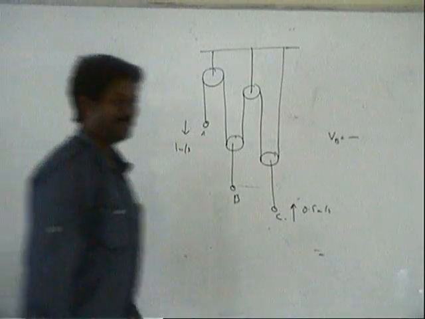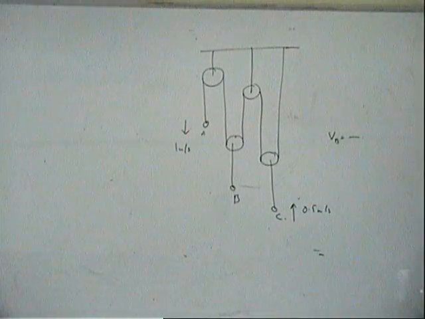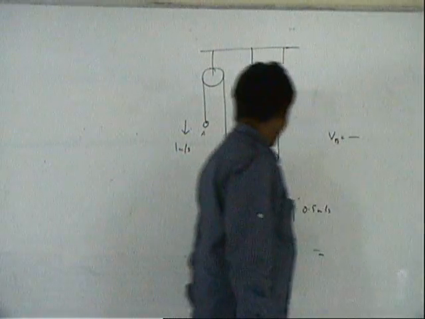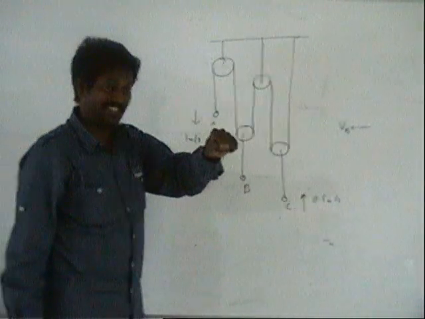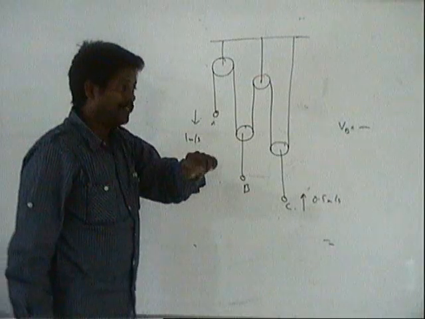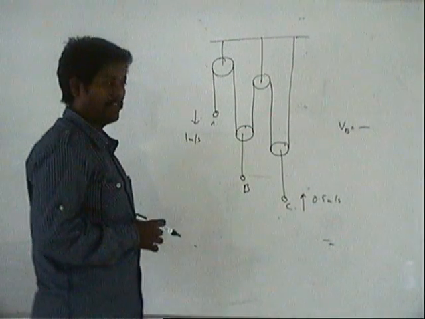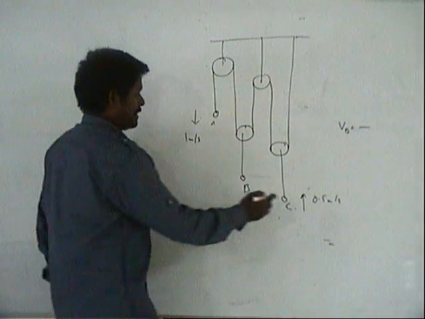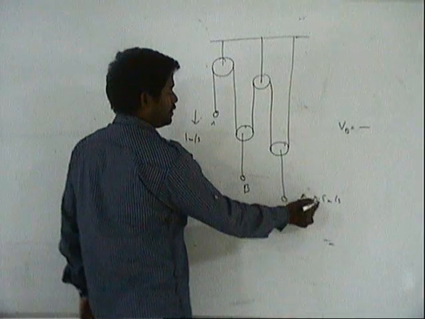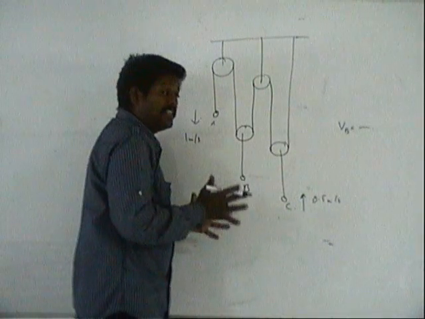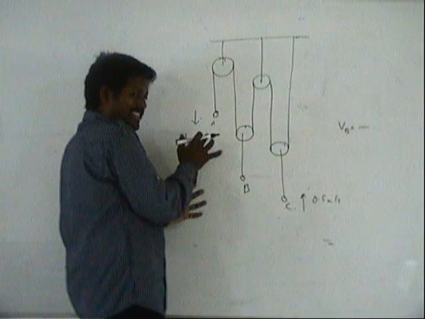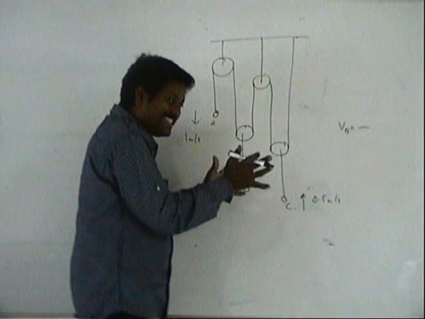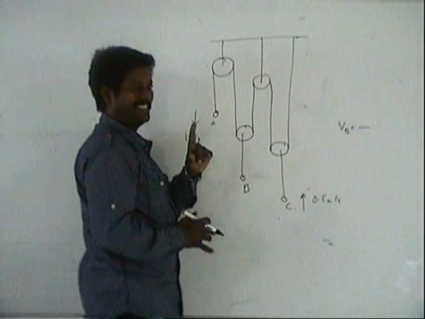So let us check how this is plotted. System of pulleys we have, and three blocks are attached. Irrespective of their mass, we need not worry about the mass. We can get the relation between their velocities and accelerations. Now this is moving up with 0.5 at a particular instant. This is having 1 meter per second at that particular instant. At that instant, what is the velocity?